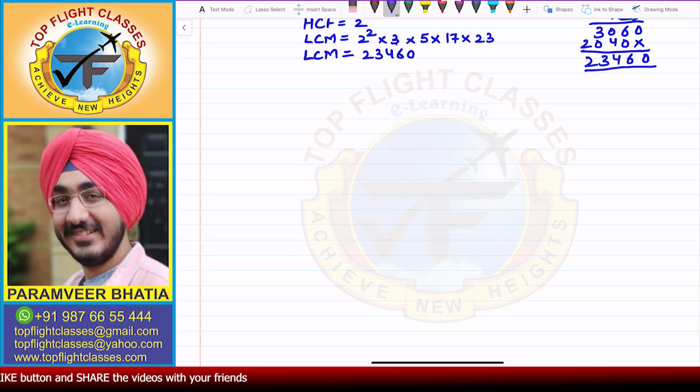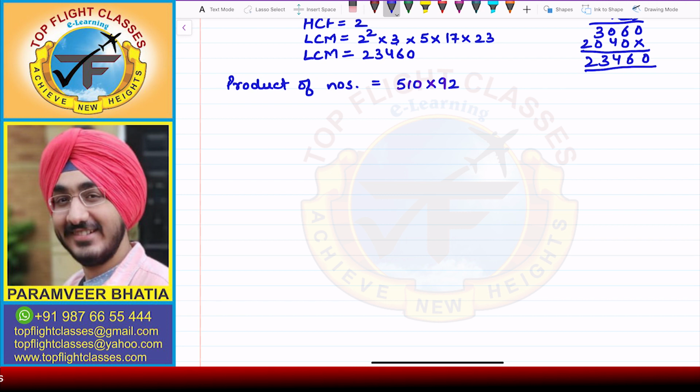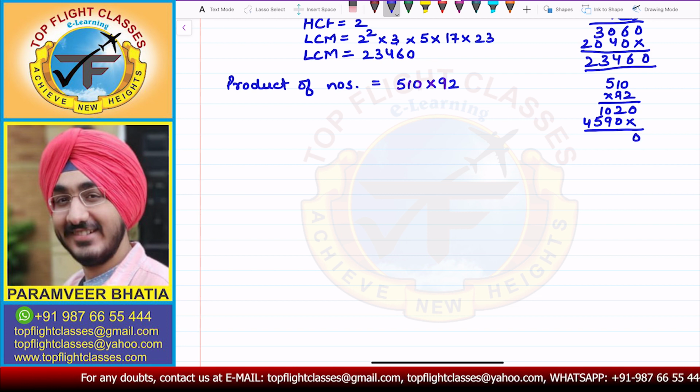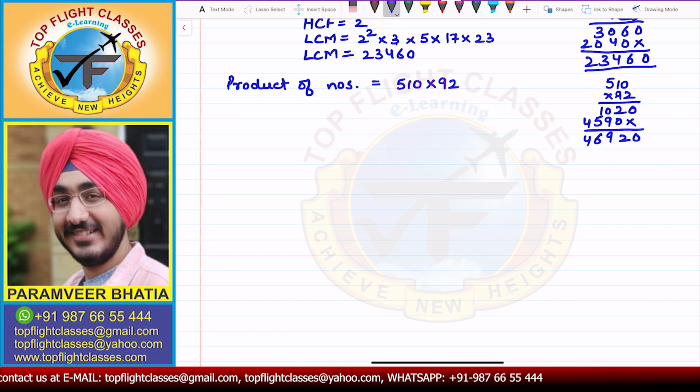Now if I do the product of two terms, that will be 510 into 92. So 510 multiplied by 92, I will get 0. This will be 2. 5 into 2 is 10, and then multiply 9 0, 9 ones are 9 and 9 fives are 45. So from here you will get 0 2 9 6 and 4. So 4 6 9 2 0.